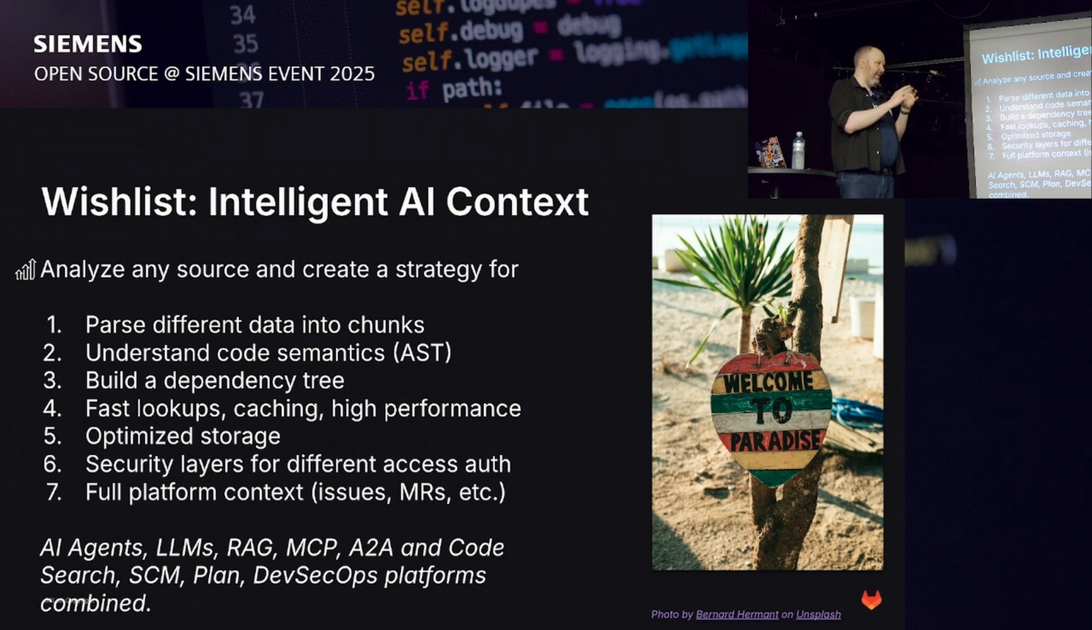Last but not least, for the wish list, I would love to have something that is intelligent AI context, like using RAG, agents, MCP, but also optimized parsing of data into chunks, like understanding the source code semantics, like the AST, the trees, building dependencies, fast lookups, code search on steroids, if you will, but also put into context and say what is beyond code. We need issues, we need MRs, we need some discussions, history, anything that is helpful to better understand why a change happens, how a change happens, why it caused a production incident, and so on, all integrated into a platform.